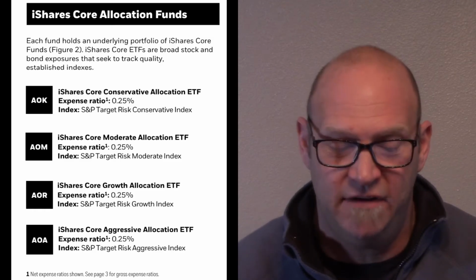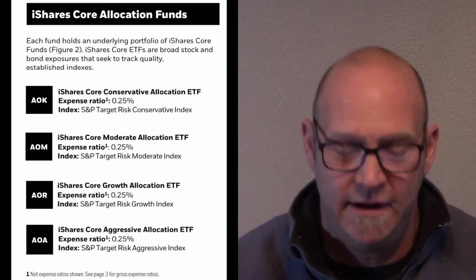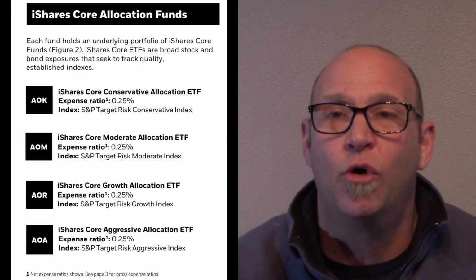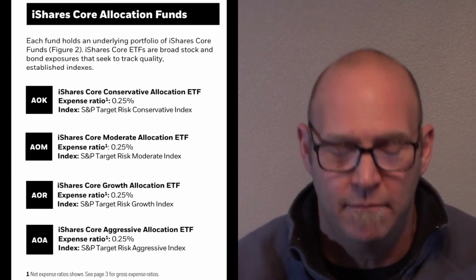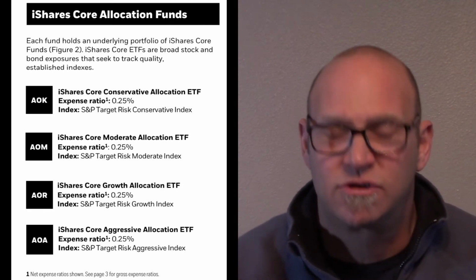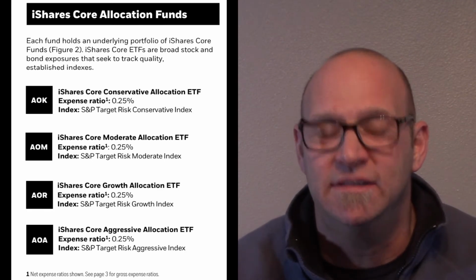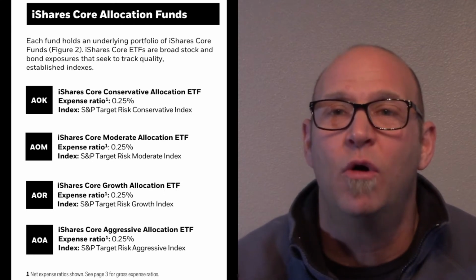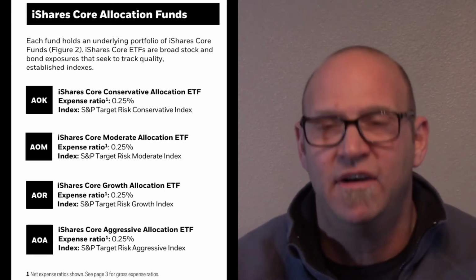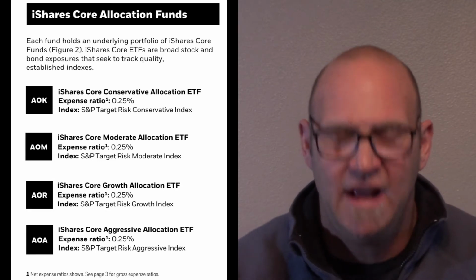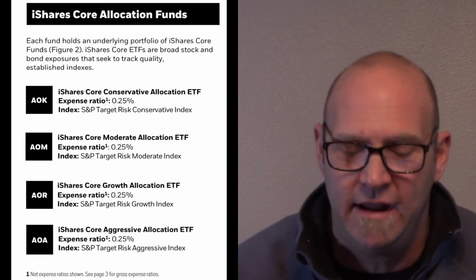So really quickly, you have 4. You have the iShares Core Conservative Allocation ETF, that's ticker symbol AOK. You have the iShares Core Moderate Allocation ETF, ticker symbol AOM. You have the iShares Core Growth Allocation ETF, that's ticker symbol AOR. And then you have the iShares Core Aggressive Allocation ETF, and that's ticker symbol AOA.